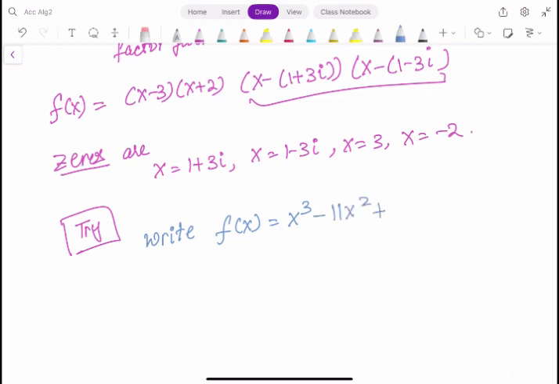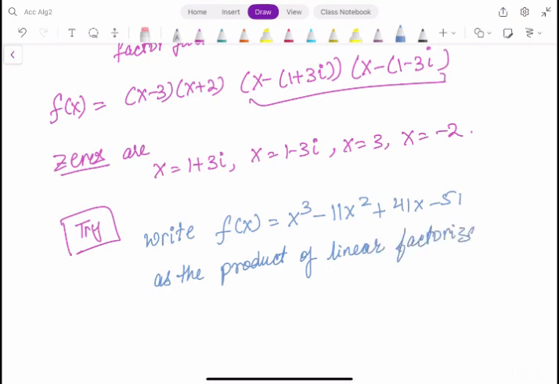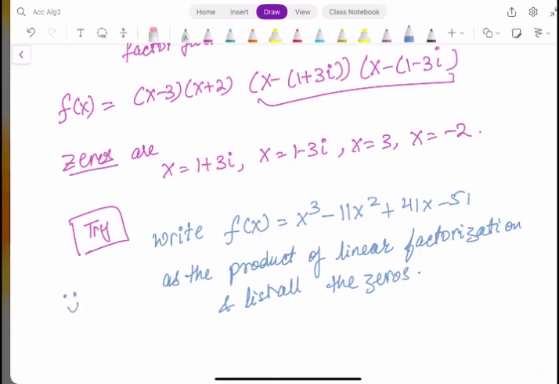You will need a whole lot of practice with this. So I'm writing one question for you to practice. It is not very complicated, but you need to try at least 4 to 5 questions. Once you get the hang of it, then it will come a little bit easier. And this question is asking you to write in the linear factorization format. That means a times x minus root 1 times x minus root 2 and so on. And list all the zeros. So practice, practice, practice. That is the mantra for this chapter and all the mathematics.